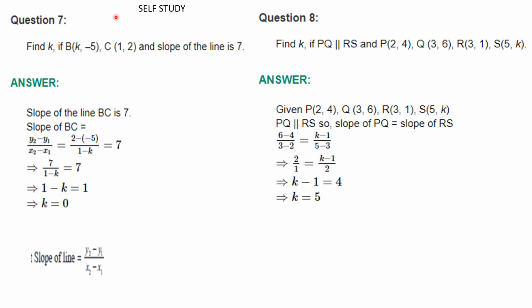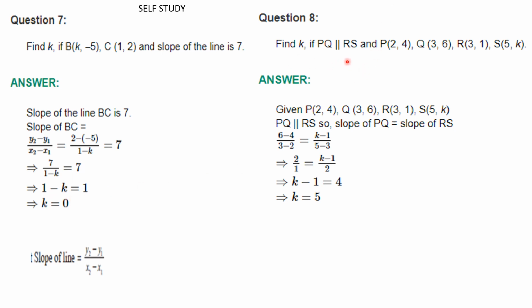Your next question, question number 7. Find k if the slope of line BC is 7. So slope of line BC is 7. Slope is ratio of difference in y coordinates to difference in x coordinates. So this is 7. The value of k is 0.